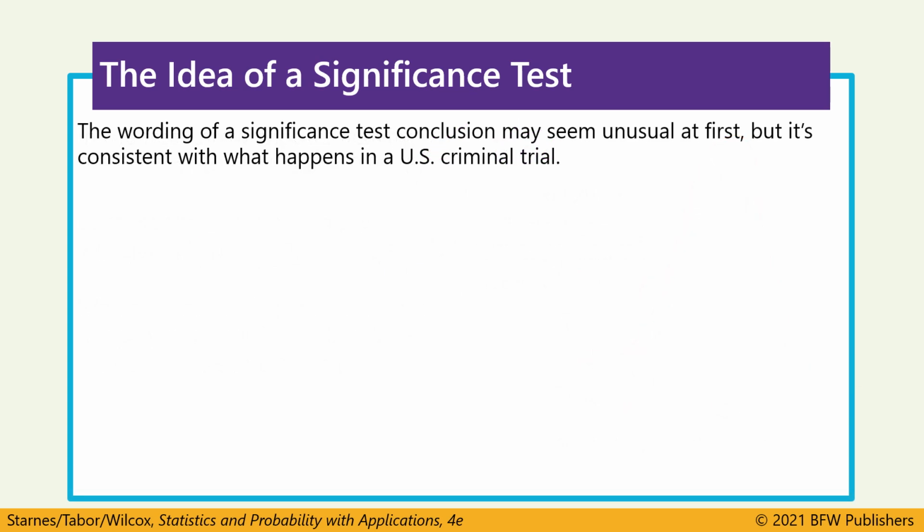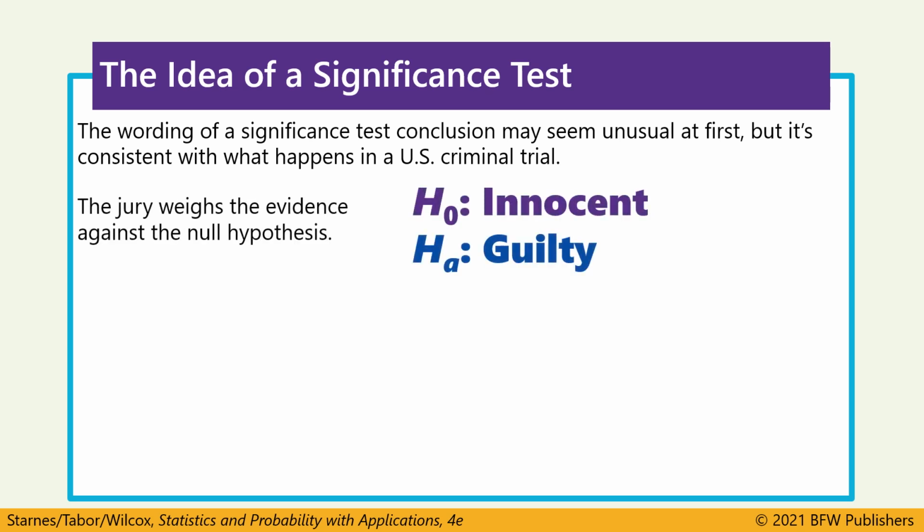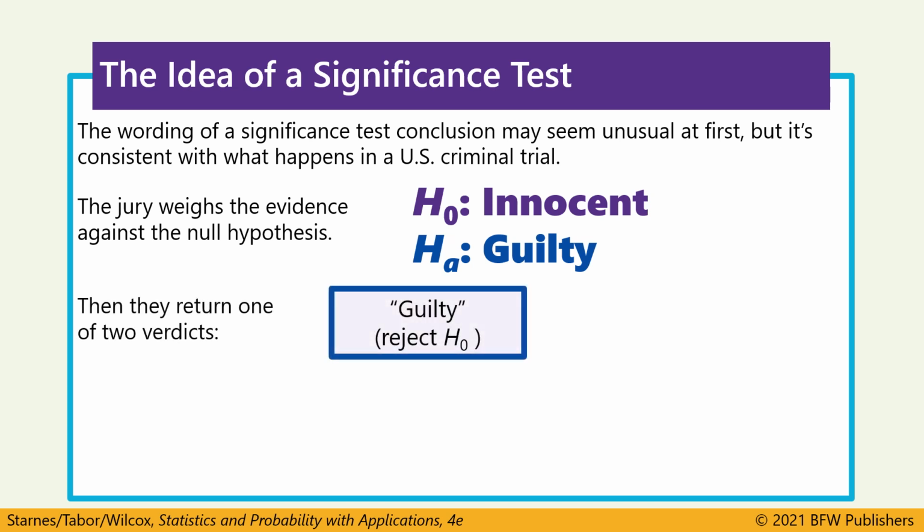Now, the wording of a significance test seems a little weird at first. We're rejecting or failing to reject a null hypothesis, but it's consistent with what we see in jury trials here in the United States. We always start off with a null hypothesis that a defendant is innocent. The alternative to that would be guilty. And when we get to the end of a trial, we have one of two verdicts. We either find them guilty, in which case there was enough evidence to reject the assumption of innocence and conclude that they were guilty.